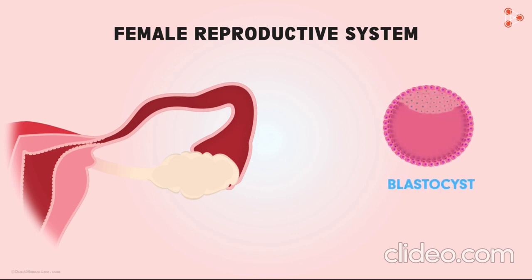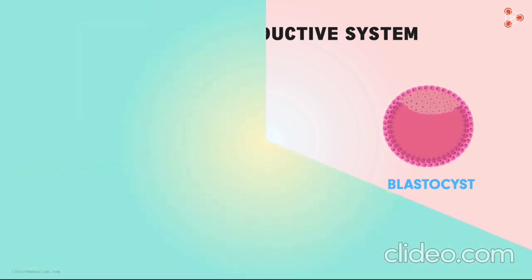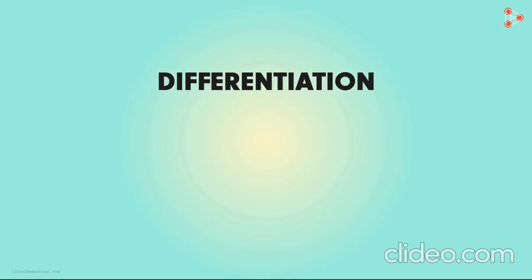It is the stage where the embryo will have cells that have got differentiated and will even differentiate further. Now, what exactly is this process of differentiation?